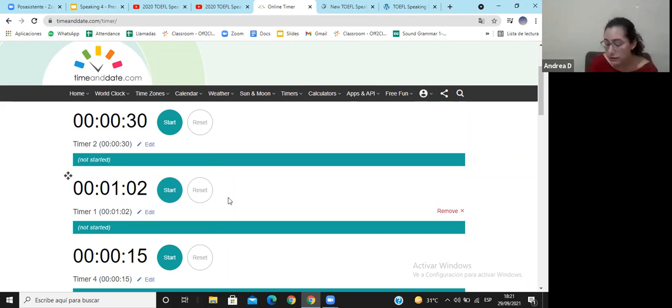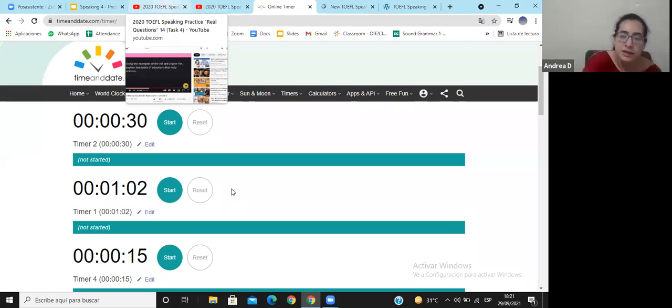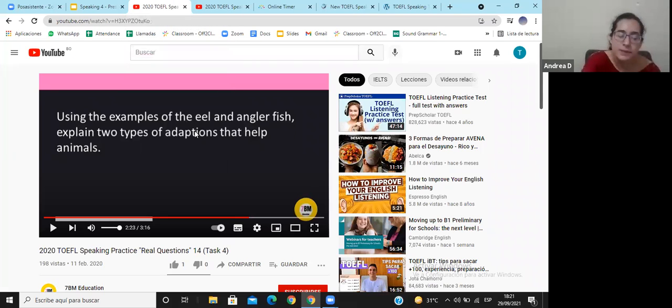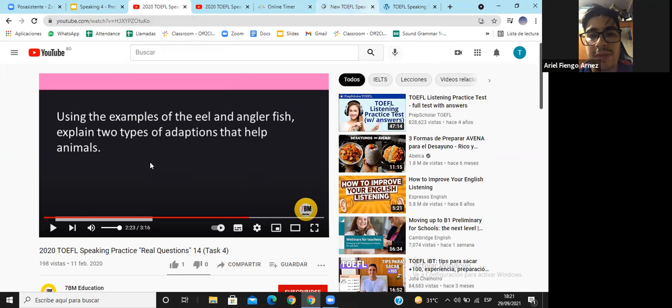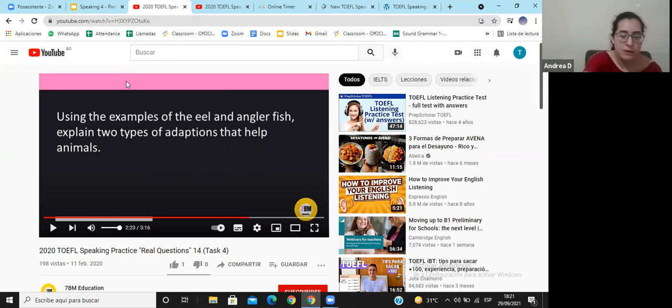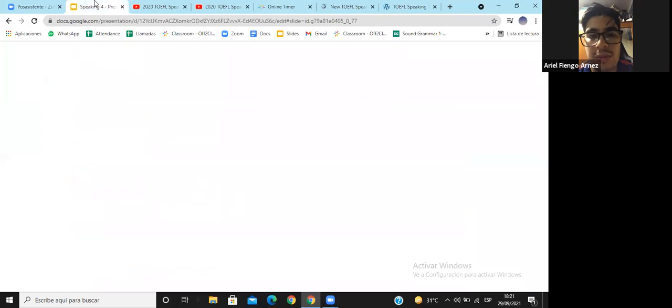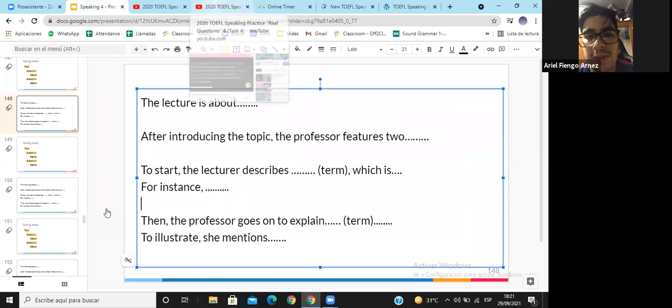Because the subtopics would be their ability to generate light, and the other one will be like their ability to adapt their body parts, I think. And then the examples are the anglerfish and the eel, because using the examples of the eel and the anglerfish, explain the two adaptations. Those are the two. Careful there. Okay. Okay. Right. Okay. Is that okay? Do you have any questions, maybe? No, the exercise is very clear.